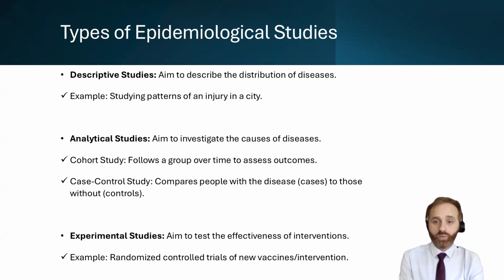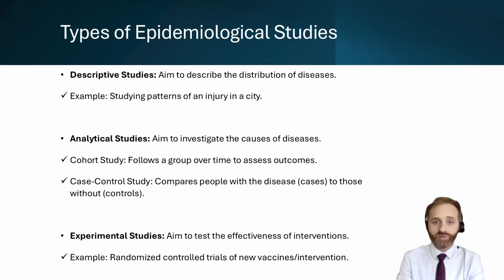Normally, when we are interested to understand the magnitude of a problem or the proportion of people living with a problem, we do a descriptive study. For example, studying patterns of an injury in a particular place or city. We wanted to understand the percentage of people affected by that injury or different types of injuries. So we describe these things as they are happening.